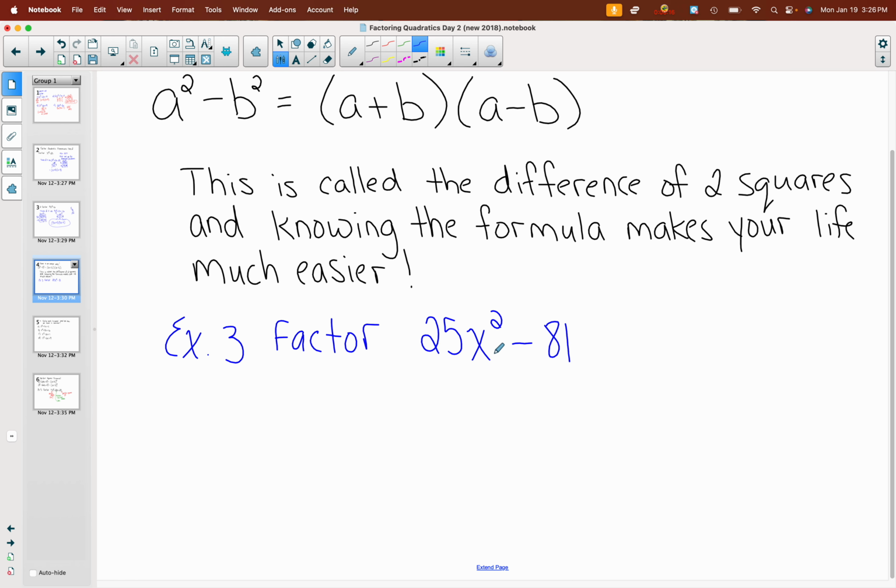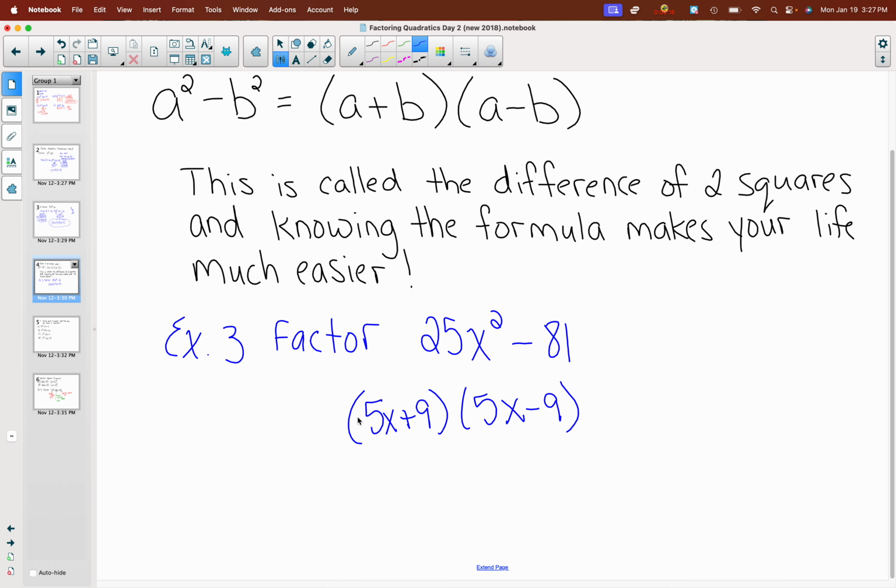But notice 25x squared is a perfect square. The square root of 25 is 5. The square root of x squared is x. The 81 is a perfect square. The square root of 81 is 9. And it's a minus. It has to be a minus in the middle. It's called the difference of two squares. So I end up with 5x plus 9 times 5x minus 9. And that's done.